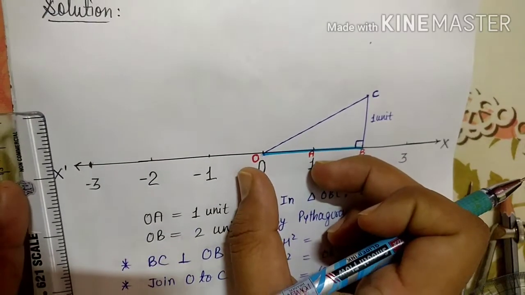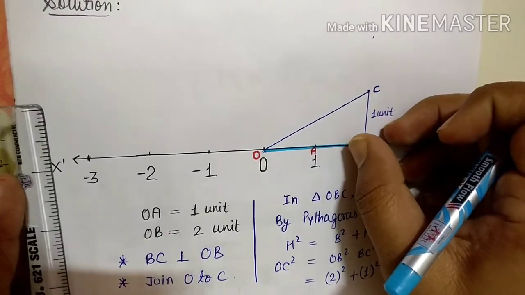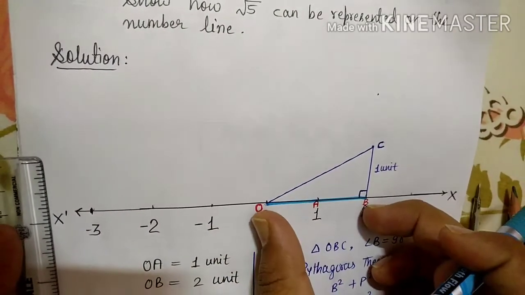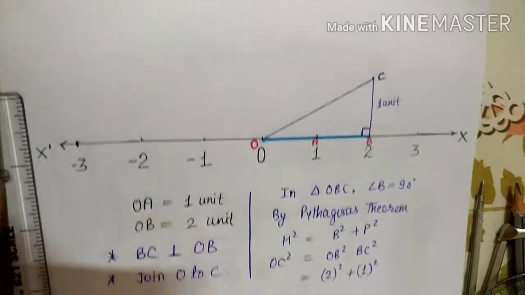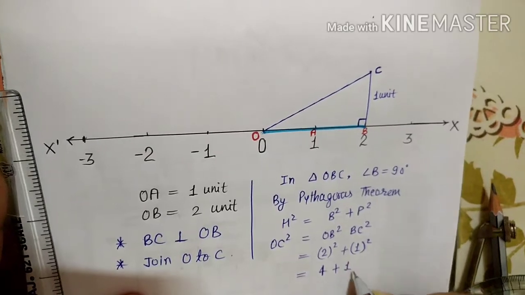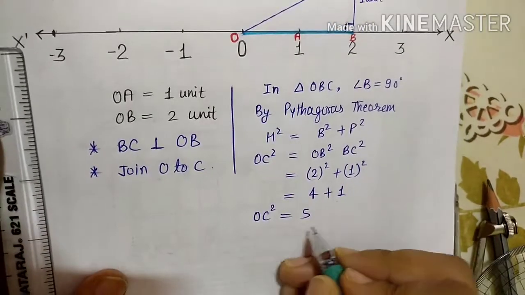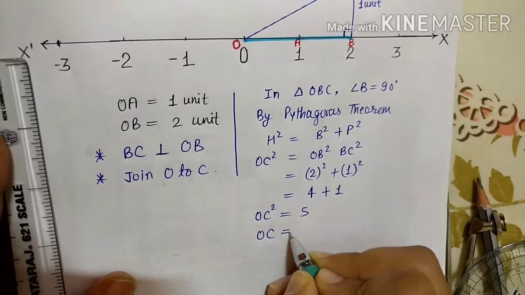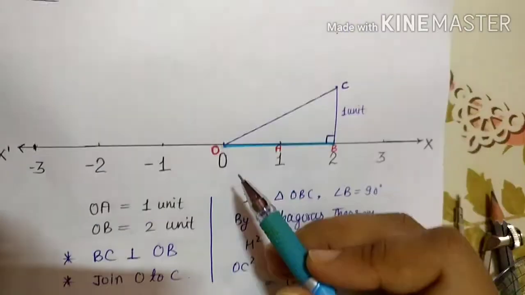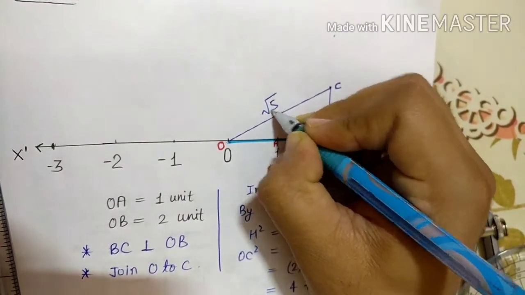If we take 1 here, it becomes 1 square plus 1 square, which will become only root 2. But we are not showing root 2, we are showing root 5 directly. That's why I have taken this base as 2. So 2 square means 4 plus 1 square means 1, it becomes 5. So OC square equals 5. The square goes to the other side, so OC becomes root 5.